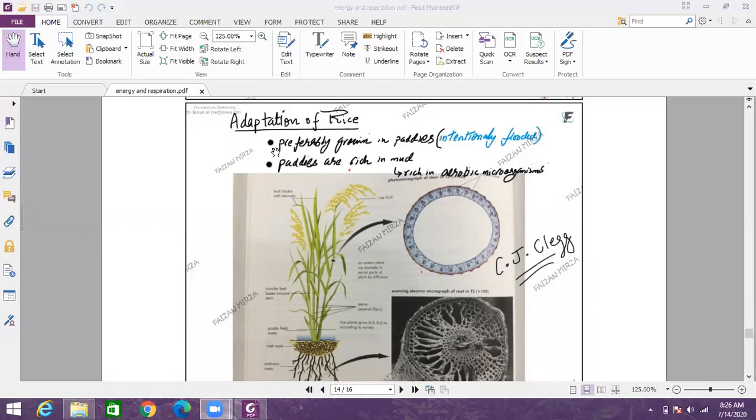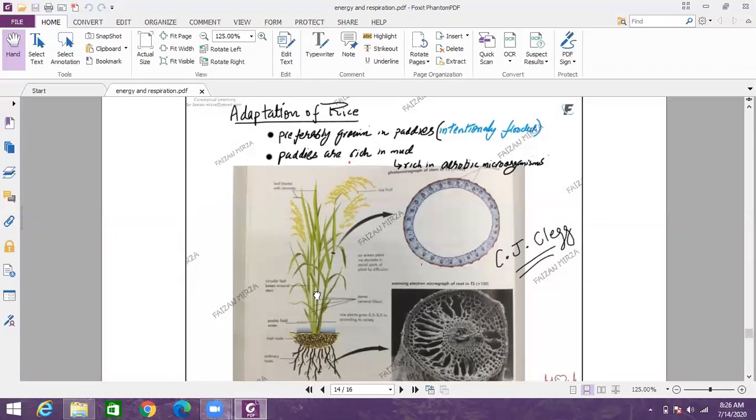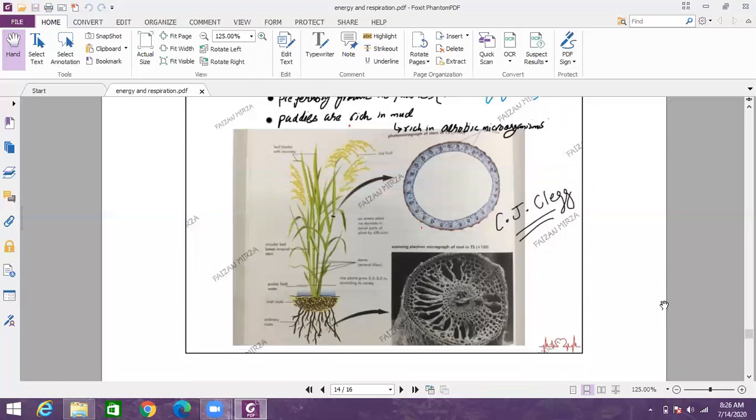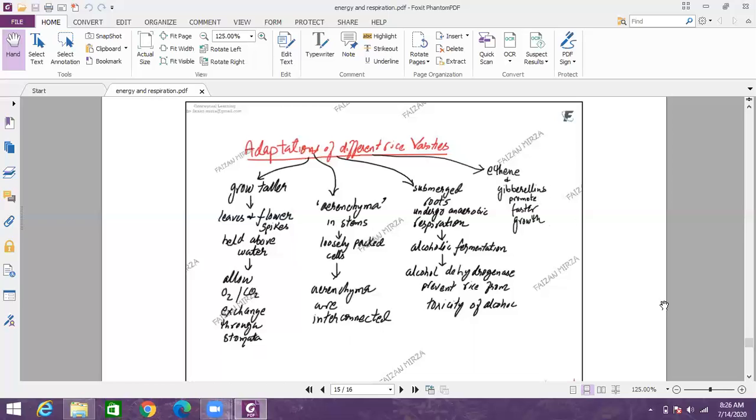The diagram on this slide shows you how this region has the roots of the rice plant, and this region is the mud, and you can see this much is the aerial part of the rice plant which is exposed to the air. Now what you can see further here is how rice survives in paddies. So basically there are certain adaptations, and what are those adaptations?